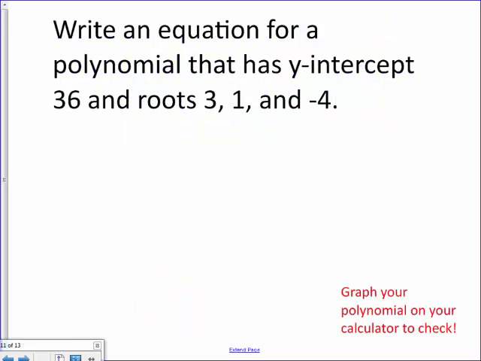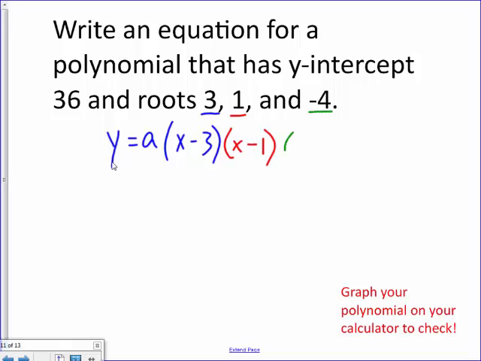So let's write an equation. So we say y equals, always account for the vertical stretch. I'm going to leave the a there since we don't know it yet. And roots of 3, so I'd say x minus 3. A root of 1, so x minus 1. And a root of negative 4, so x minus negative 4, which is really x plus 4. Okay, it doesn't say that any of them occur double or triple root, so they're just like that.